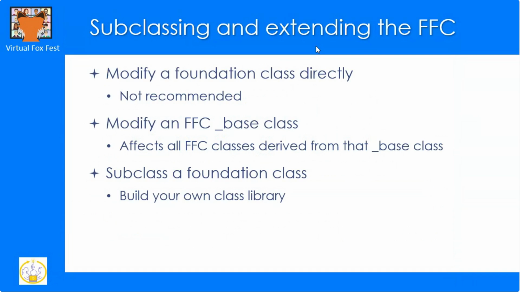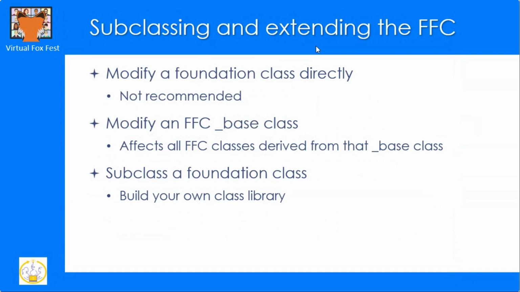One is to modify the foundation class directly, not the recommended approach for obvious reasons, because it would change everything across the board in all your applications. You could modify the underscore base class, which would then affect all of the ones that are derived from it. Also, probably not the way to go. So, in my view, as with anything else that you're subclassing, the way to do it is to build your own class library, drop a copy of the class you want in it, and then make your modifications and use it from there instead of from the actual FoxPro Foundation class library. So let's see what that might look like.